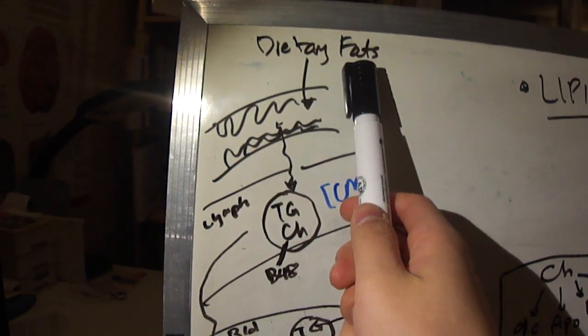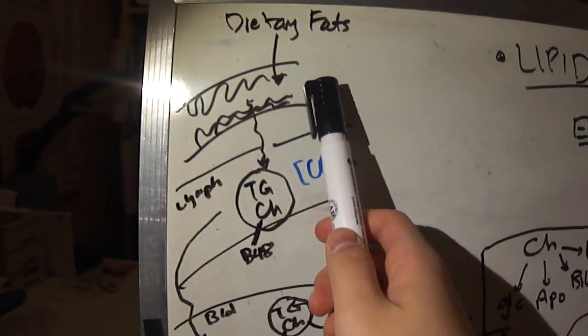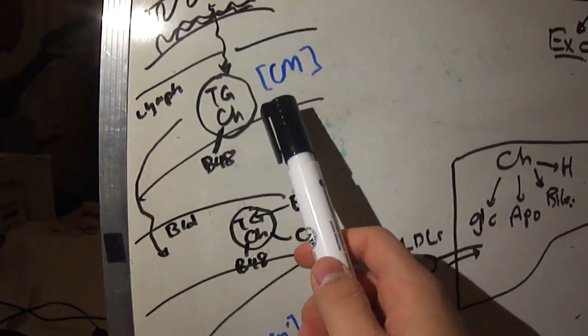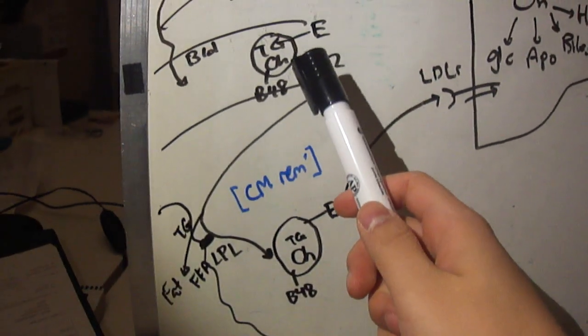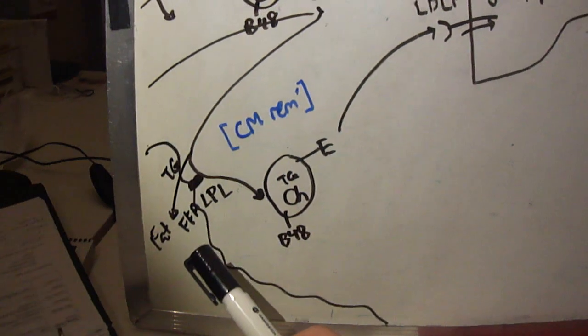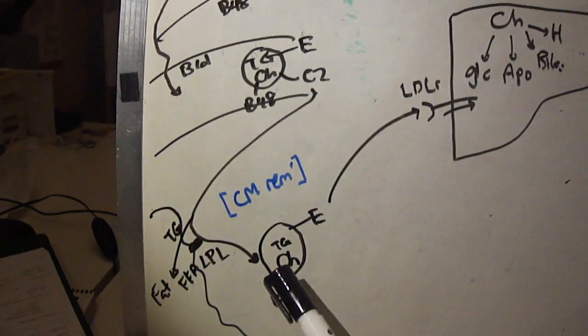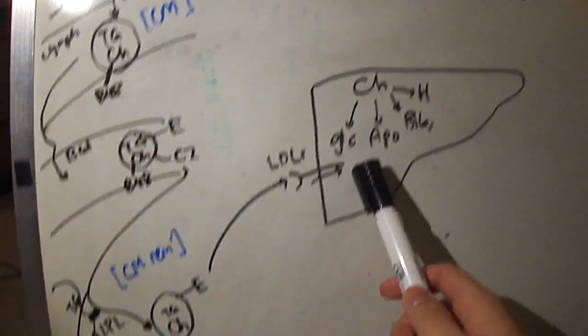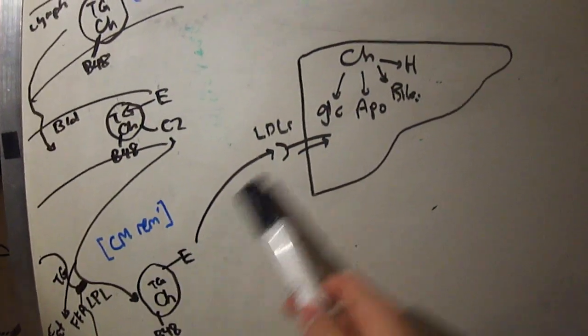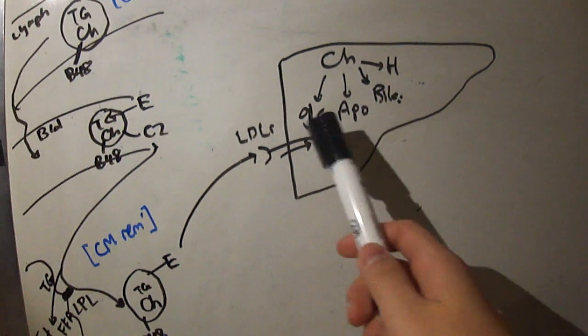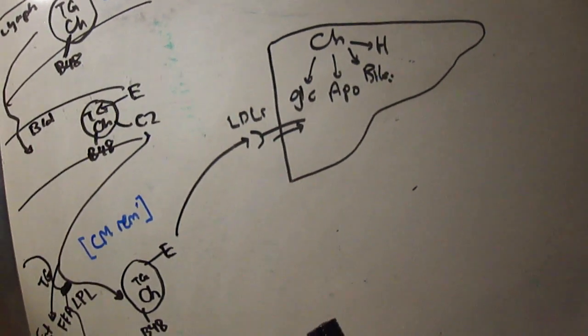Fats from the exogenous environment come into the body, into the intestine, form a chylomicron, travel through the lymph, through the blood, and deliver the triglycerides into the fatty tissue, and it becomes a remnant particle. That remnant particle gets taken up into the liver, where that cholesterol can be used to make all the things that the liver needs to make.